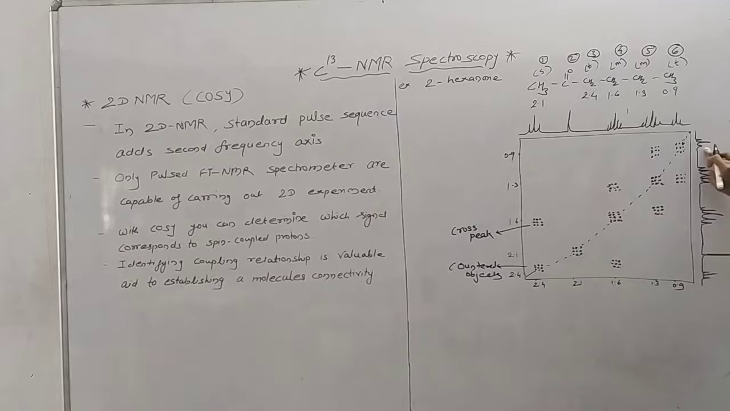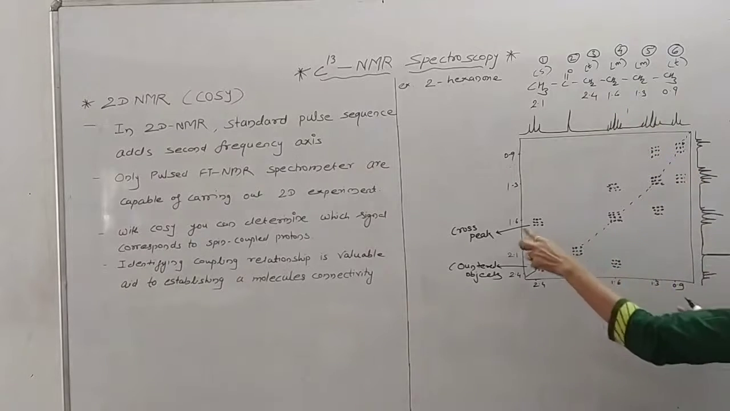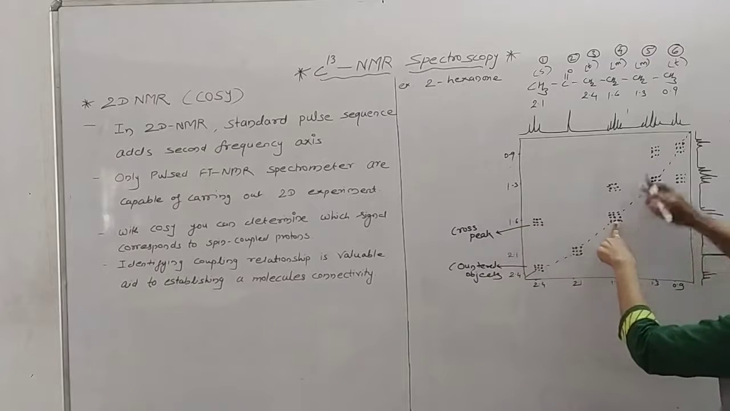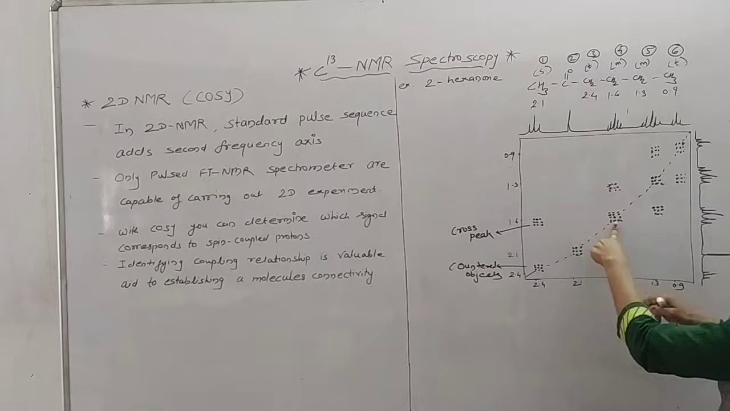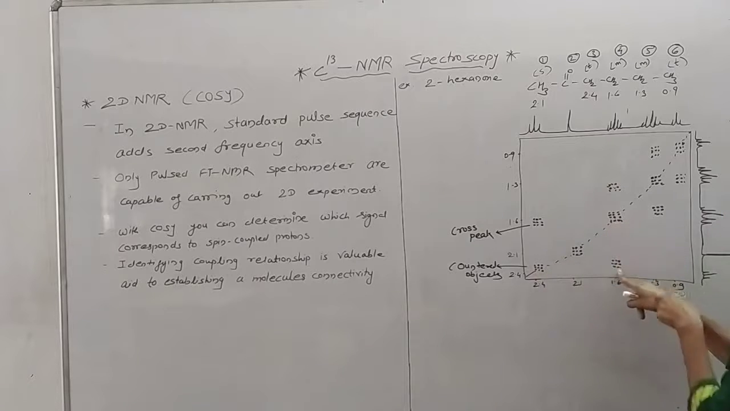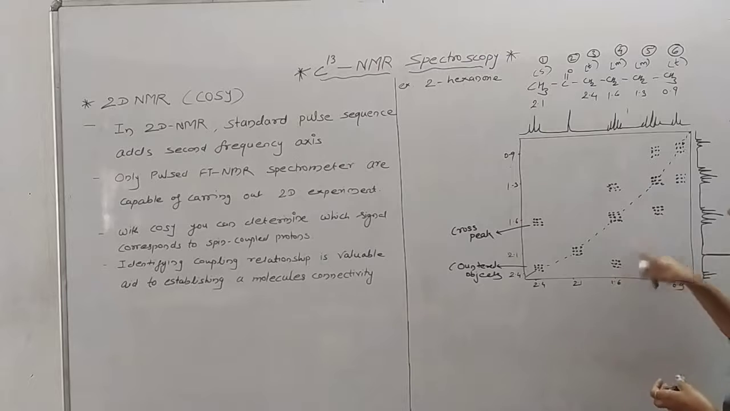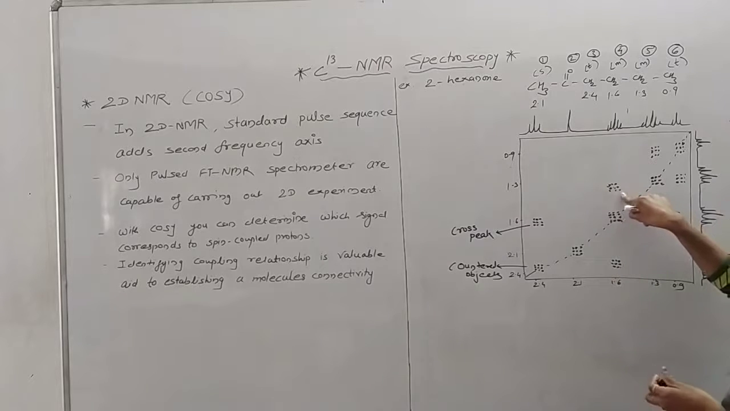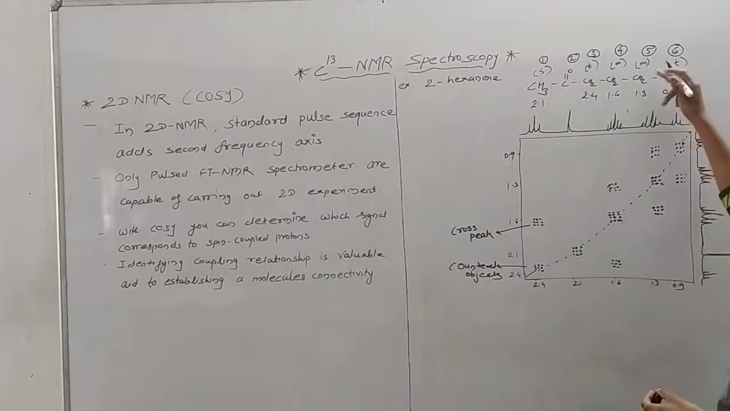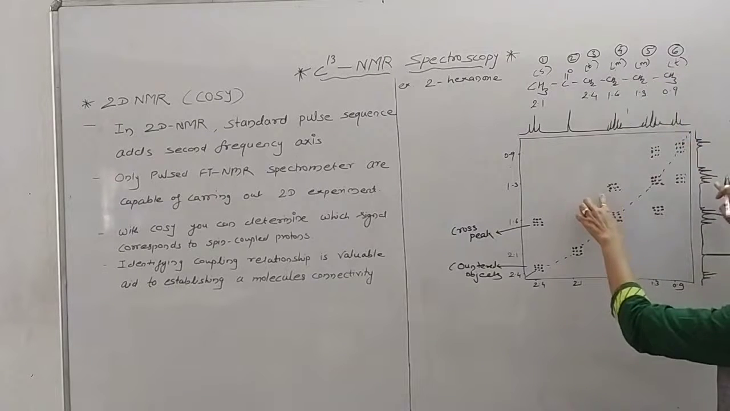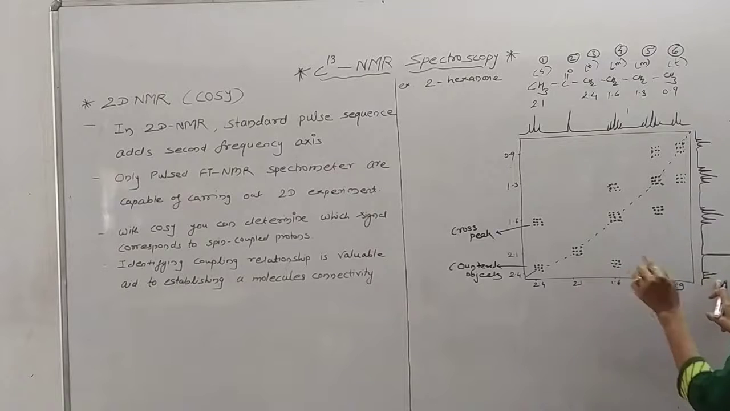This one is a triplet. Next one, 1.6. Its connectivity is with the triplet and multiplet at 1.3 and 2.4. So see 1.6 here on the diagonal axis, and at 1.3 and 2.4 we get contour spots or cross peaks. At 2.4 we get a cross peak, and at 1.3 we get a cross peak. There is a multiplet and a triplet. Here see the multiplet and here see the triplet.